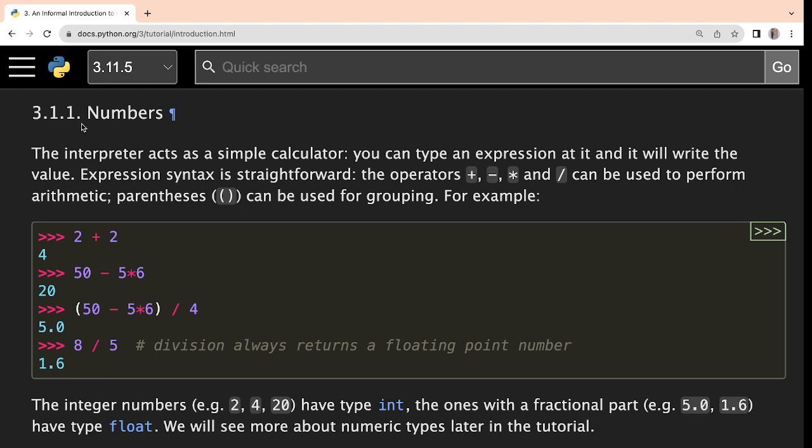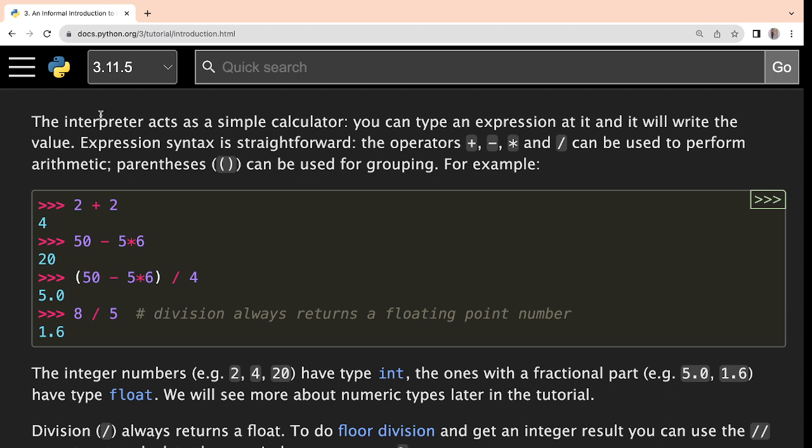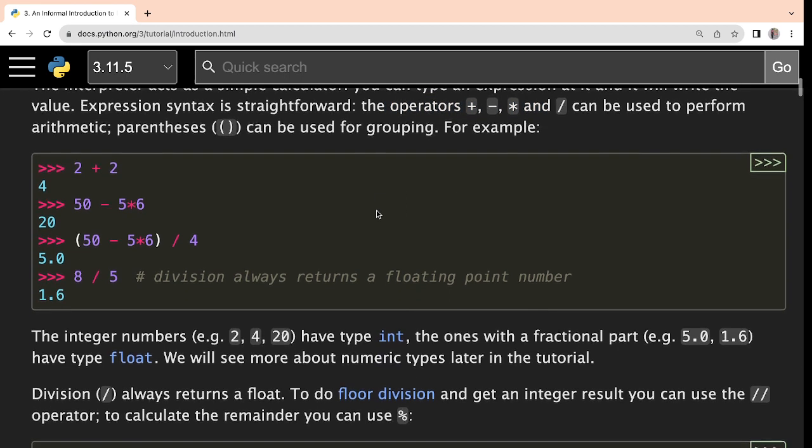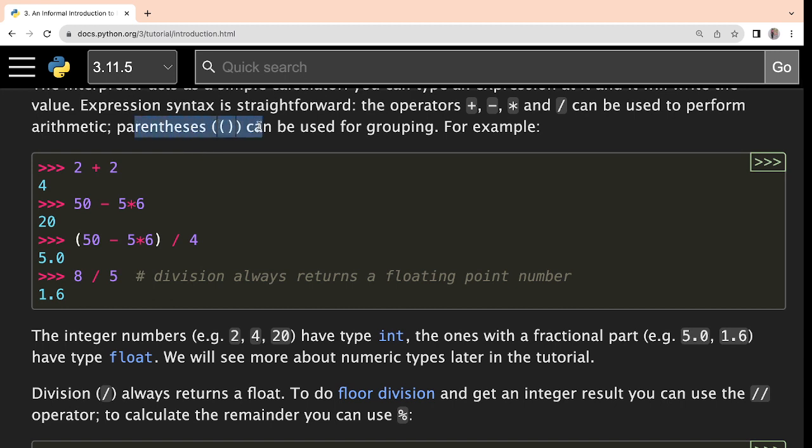First of all, they have shown here how numbers can be manipulated. The interpreter acts as a simple calculator. You can type an expression at it and it will write the value. Now, expression syntax is straightforward, that is, it is quite similar to how you solve in mathematics, with a little bit of differences. The operators we use are plus, minus, division, multiplication, which can be used to perform arithmetic. Parentheses are used for grouping, so that you can increase the precedence of some particular operation.